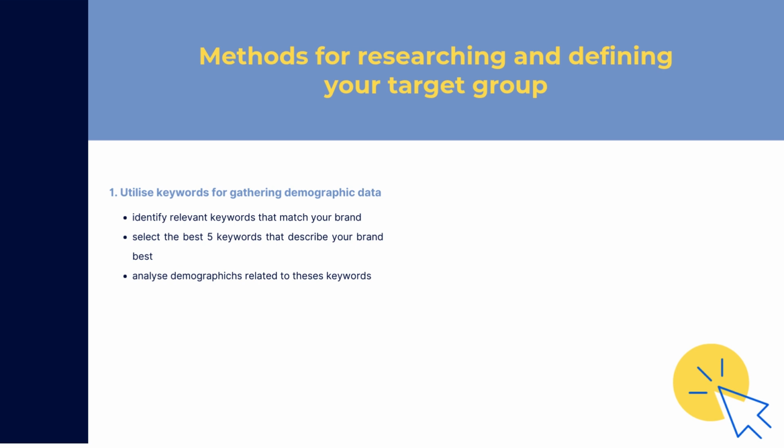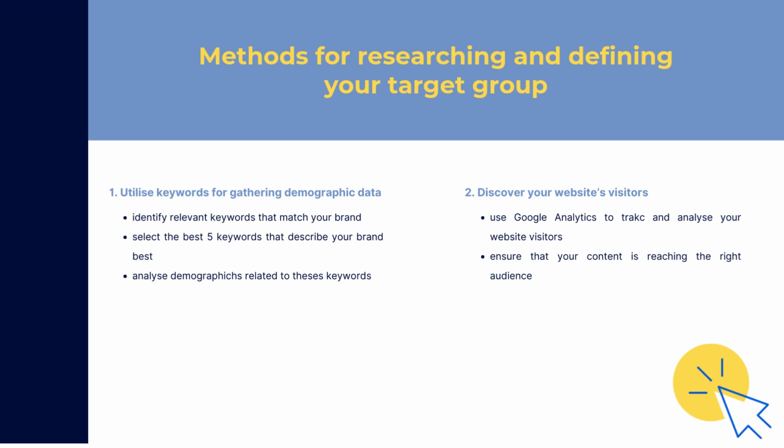After you've gathered a solid list of relevant keywords that describe your brand, focus on the top 5 that really define what you offer. Then, you can use tools like Google Trends to dive into the demographic data related to those keywords. This will show you things like where your searchers are located, and even how interest in a keyword has changed over time. It's like peeking behind the curtain to understand exactly who's looking for what you offer.